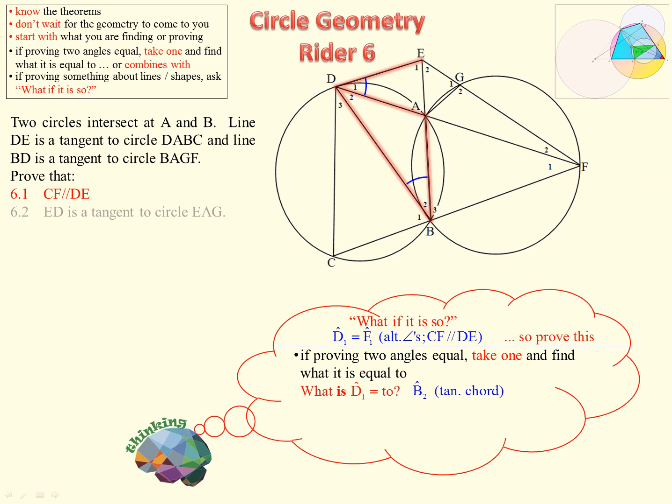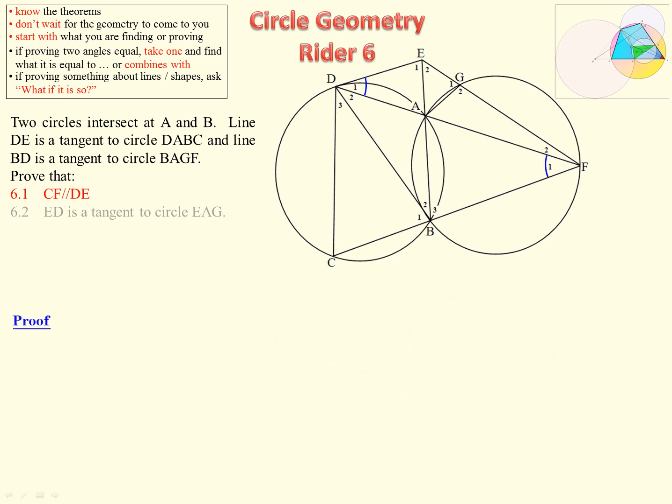So now our logical question, is B2 equal to F1? And there we're in the purple now. Yes, tan chord as well. So therefore we have the very angles we're trying to prove equal to one another completed. So our first part of the proof. D1 equals B2, tan chord. But B2 equals F1, tan chord. And therefore D1 equals F1.